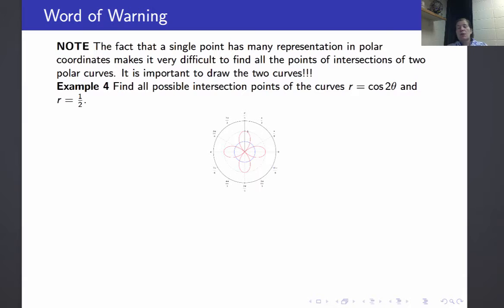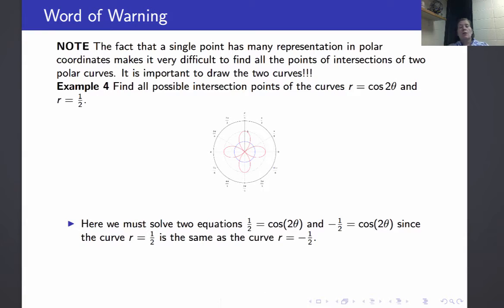Suppose I want to find all possible points of intersection of the curves r equals cosine 2 theta and r equals 1/2. So if I draw these curves, r equals cosine 2 theta gives me this 4-petaled flower, and r equals 1/2 gives me a circle with radius 1/2. So it's pretty clear from the picture that there are 8 points of intersection here.